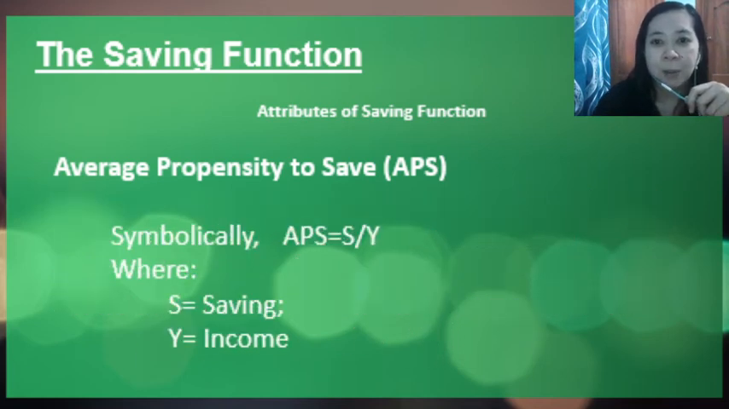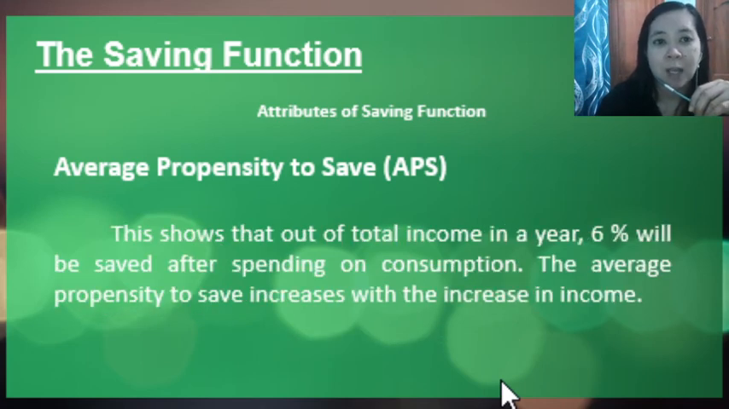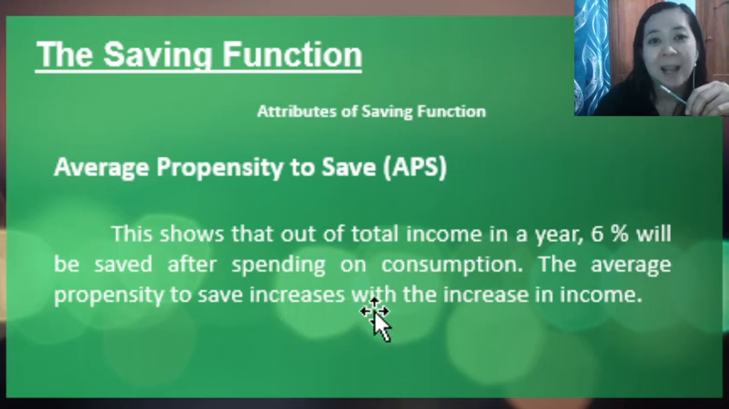Okay, so the average propensity to save is determined as follows. Symbolically, S, or savings, divided by your income. We just get the ratio of your savings. So for example, when the disposable income is 180, consumption is 170. So therefore, your saving is 10. So 10 is how many percent of your total income? That's 6%. Okay, so that's simple and basic. This is the determination of average propensity to save. So this shows that out of the total income, 6% will be saved after spending on consumption.